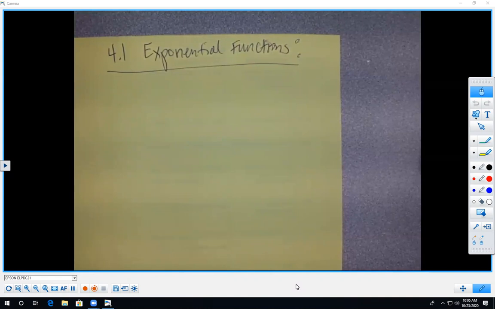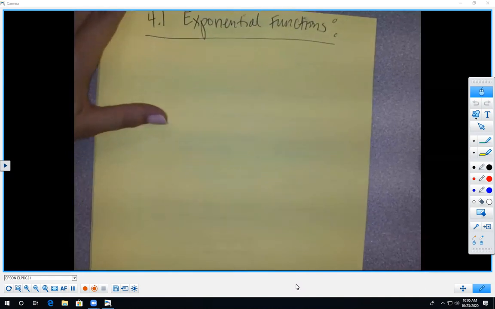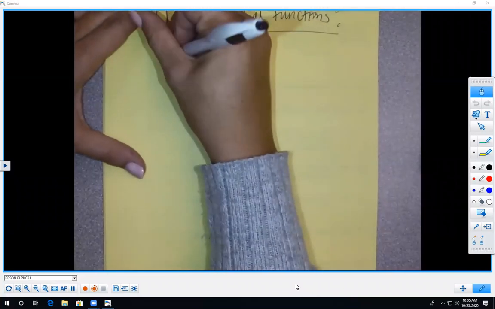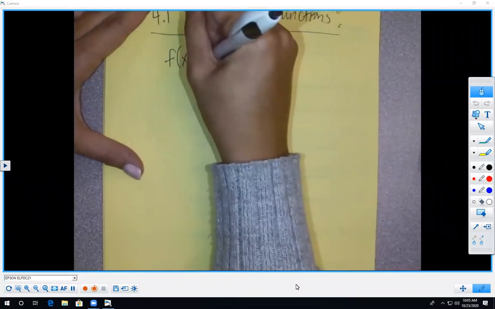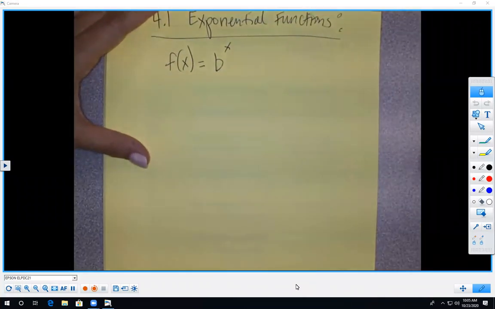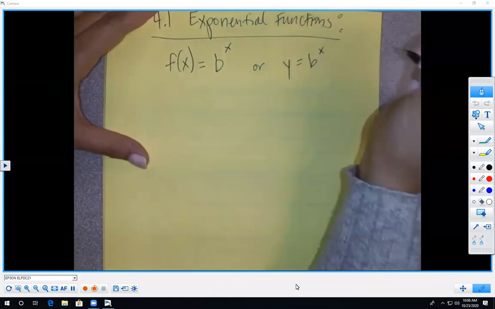Exponential functions are specifically different from polynomial functions, which have exponents like an exponent of 2 or 3 or 4. So they had a degree of a number, right? In this case, exponential functions are functions where your exponent is where your variable is. So your function looks like this: f of x equals some base b to the x power. Or you could also think about it as y equals b to the x power.